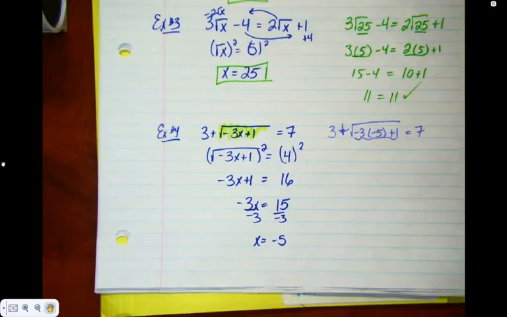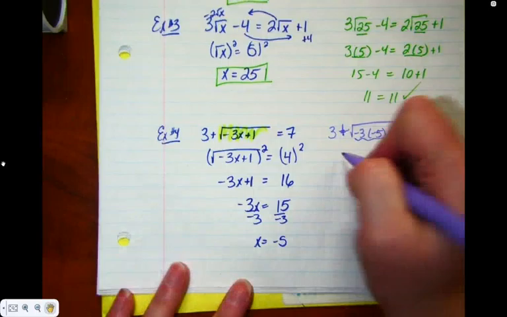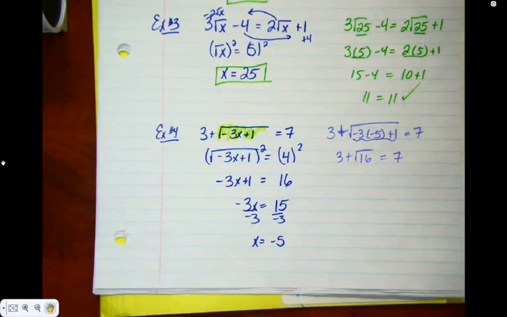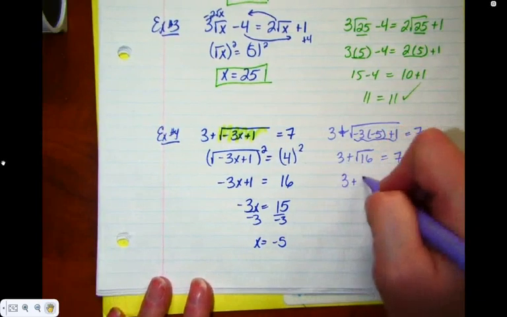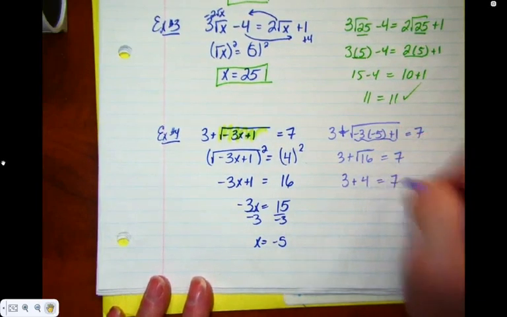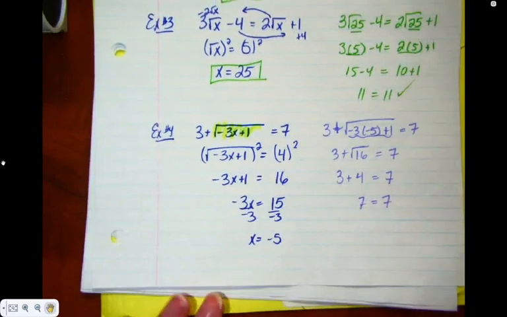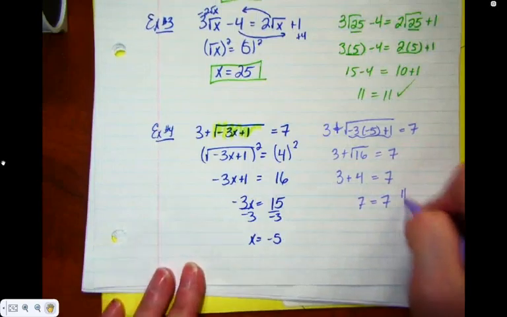Negative 3 times negative 5, and then plus 1. I'm going to do it all in one step. Now we do the square root. What's the square root of 16? And 3 plus 4. Conclusion: it works. Happy face.